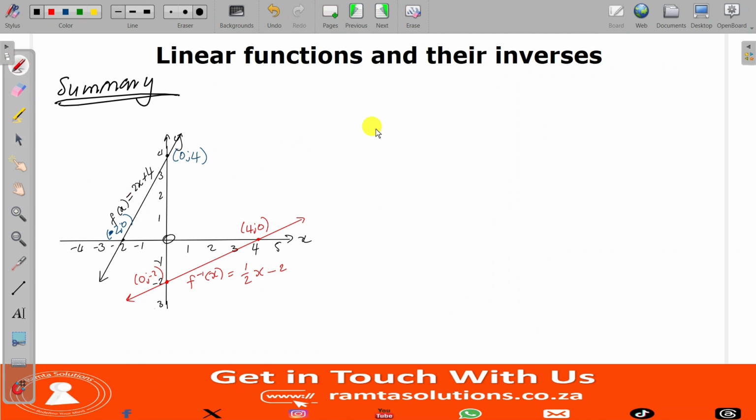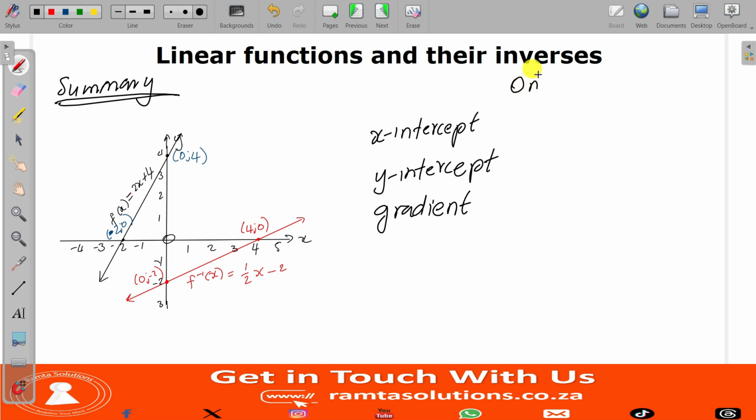I want us to look at the x-intercept, then look at the y-intercept, then look at the gradient. Then for the original, and then for the inverse. Okay, so let's do this.